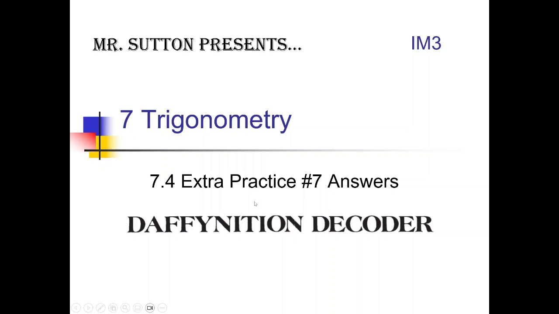Hey there, Mr. Sutton here, bringing you the IM374 Extra Practice number 7 solutions on applications of right triangle trigonometry. Let's take a look at the puzzle that's going with this one.